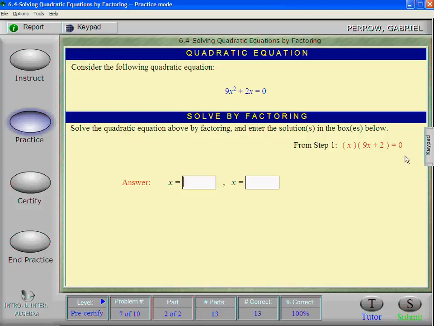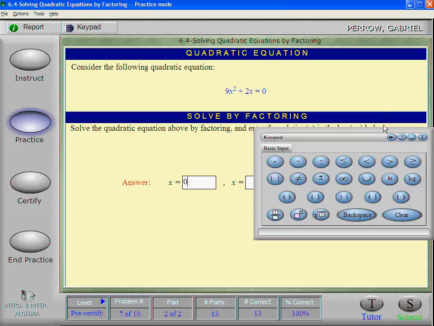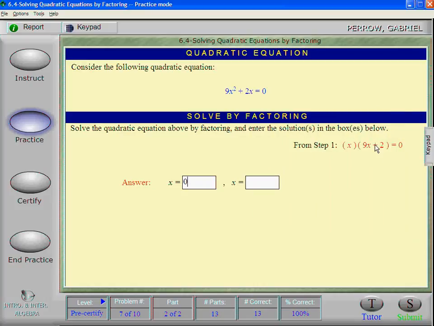If I set x equals 0, x equals 0. There's nothing more to say about that part. The second part, 9x plus 2, I could subtract 2 from both sides, divide both sides by 9, I get negative 2 ninths for a solution on that one.